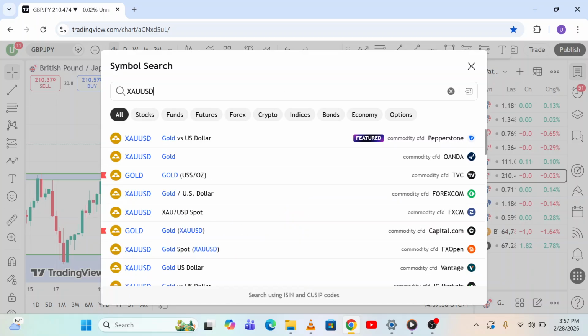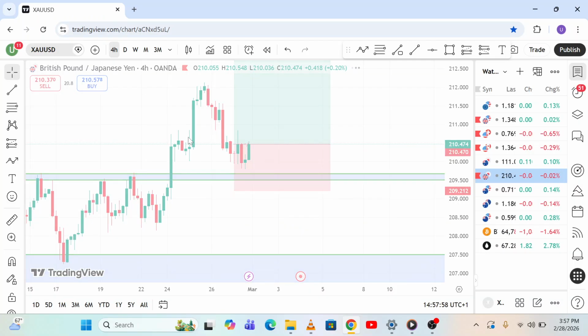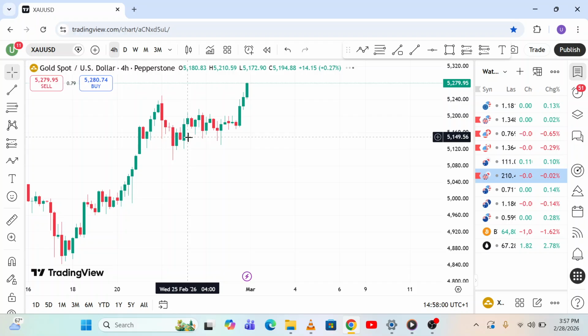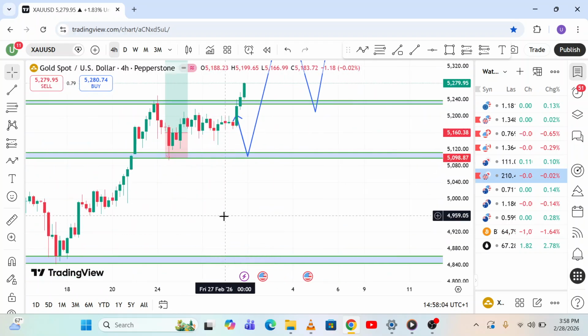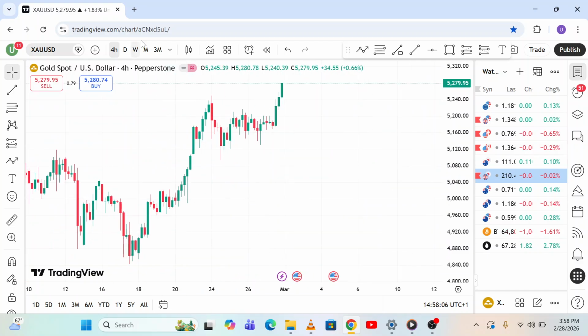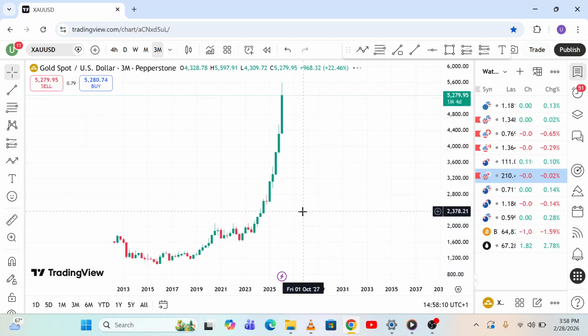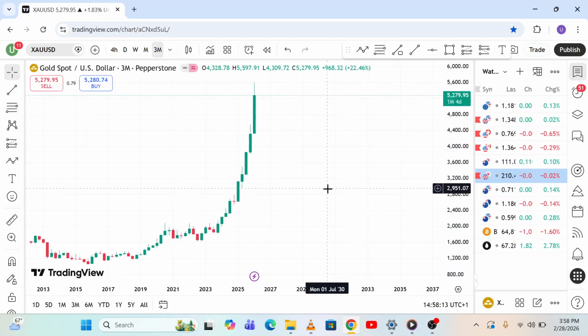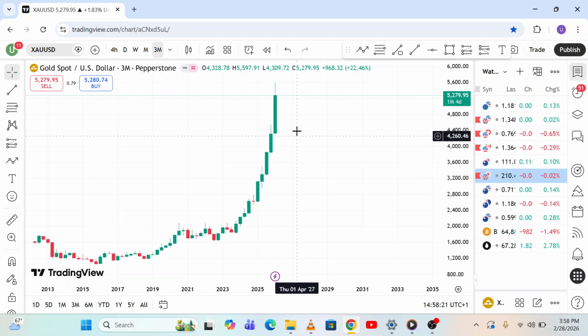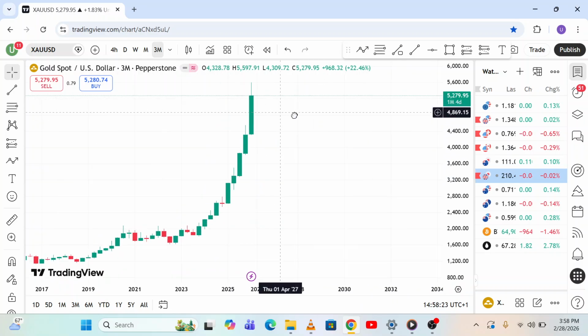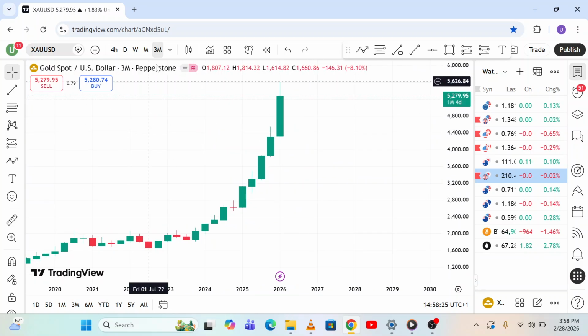XAUUSD or gold. Cool. Let me show you what I was meaning to say about the gold. The gold in 3-month time frame is in spike. We cannot identify the higher high, higher low, or lower low, or lower high. But clearly, we are seeing the bullish momentum, which indicates that we are in an uptrend.